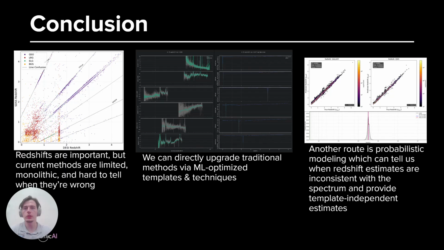So redshifts are important for understanding cosmology and the nature of the universe, but current methods are limited, monolithic, and it's difficult to know when they're wrong. We can address those first 2 points with machine learning optimized templates and techniques, and we can address that third point with robust probabilistic modeling.